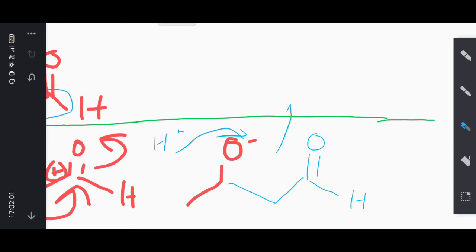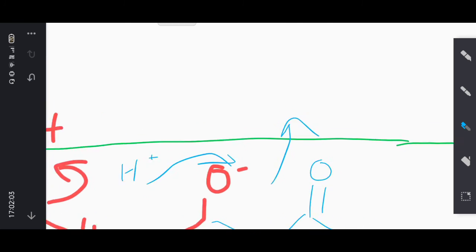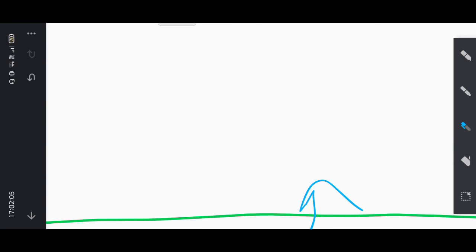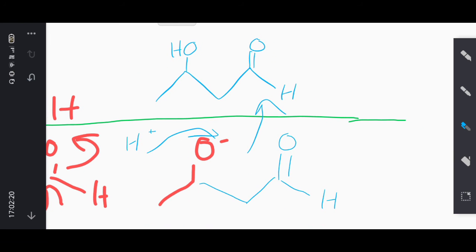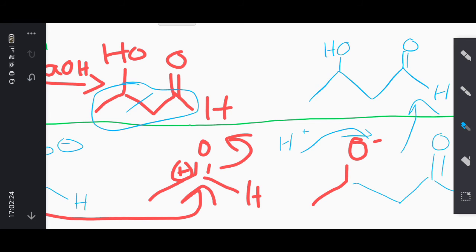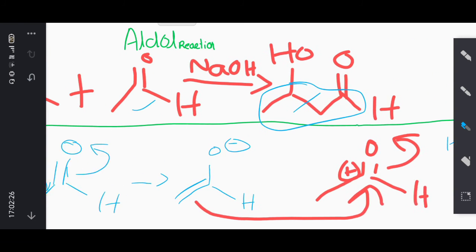I'll draw the product on the upper side. Over here you have H, over here what you got? C double bond O, and over here you get OH. So this is your product. You saw the whole mechanism. Now let's revise it again in short.